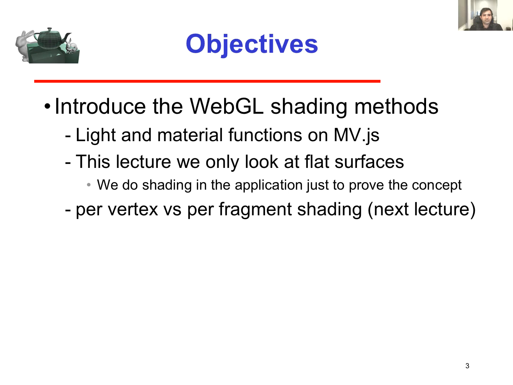We will look at functions in mv.js that come to our help for implementing the lighting model and making lighting calculations. In this lecture, we only look at flat surfaces and we will do shading in the application just to prove the concept. In the next lecture, we'll talk about carrying out the lighting calculations in the shader, doing them in the vertex shader or doing them in the fragment shader.